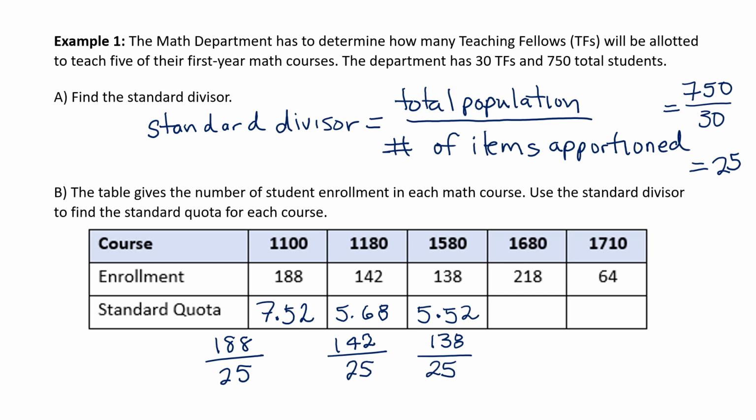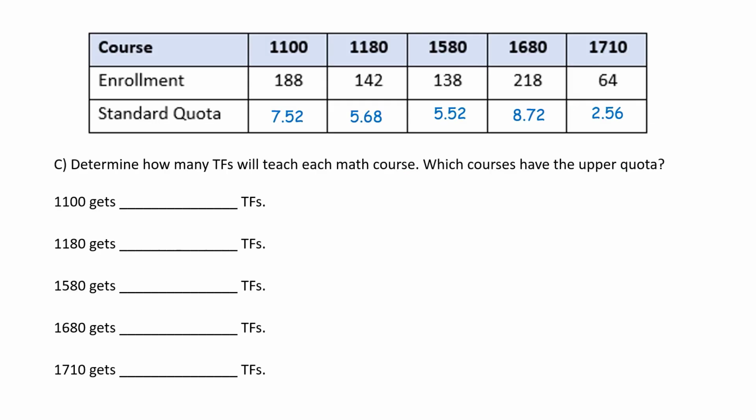And for 1680, with the enrollment of 218, divide it also by the standard divisor of 25. That's 8.72. And for 1710, with 64 students currently enrolled, divide that by 25, and that's 2.56. Part C. Determine how many TFs will teach each math course and which courses have the upper quota.